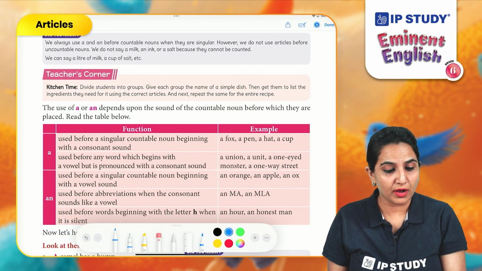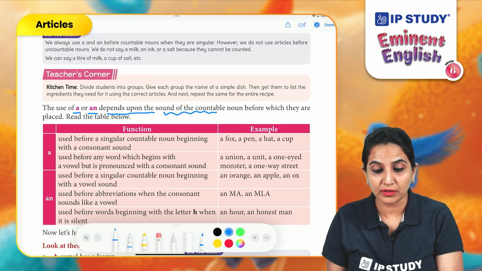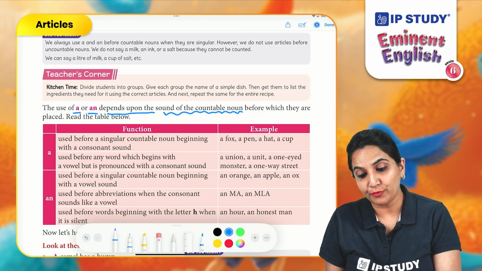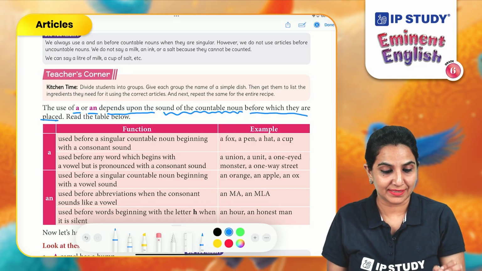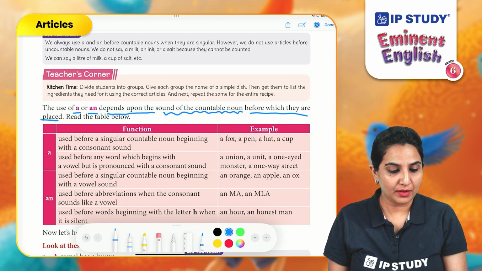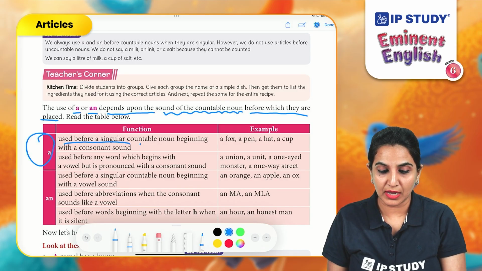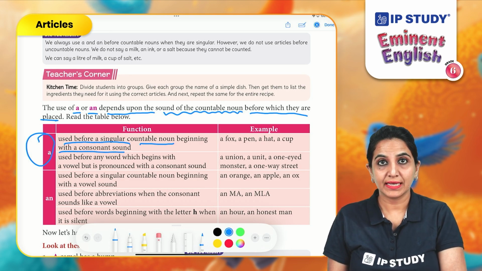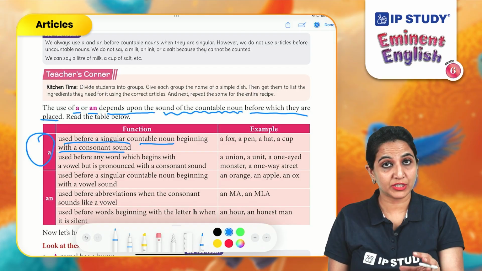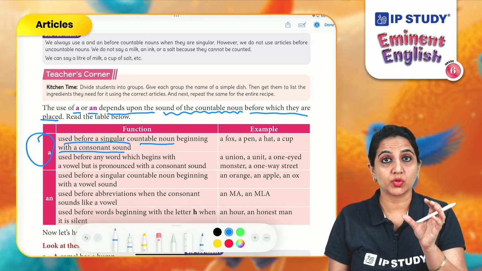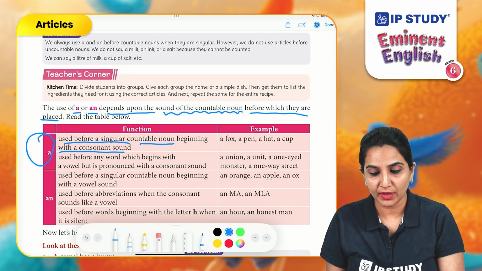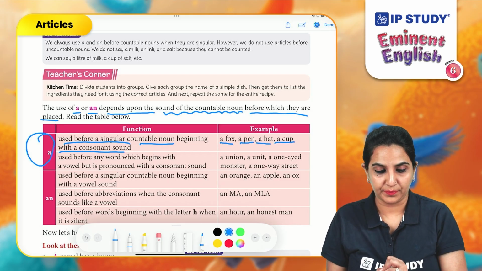The use of a or an depends upon the sound of the countable noun before which they are placed. For example, article a is used before a singular countable noun beginning with a consonant sound, right? It is used with a singular noun which is countable but has a consonant sound. For example, a fox, a pen, a hat, a cup.